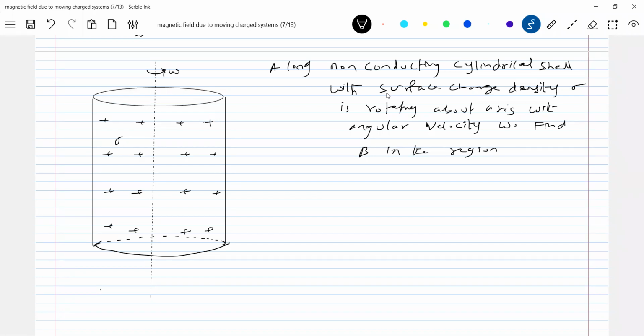Most books avoid this particular system. Only 1 or 2 questions are there. That's why we may feel they are not important, but they can be asked. Already, one question on a rotating charged ring I discussed in dipole moment. So anything you can pick up.